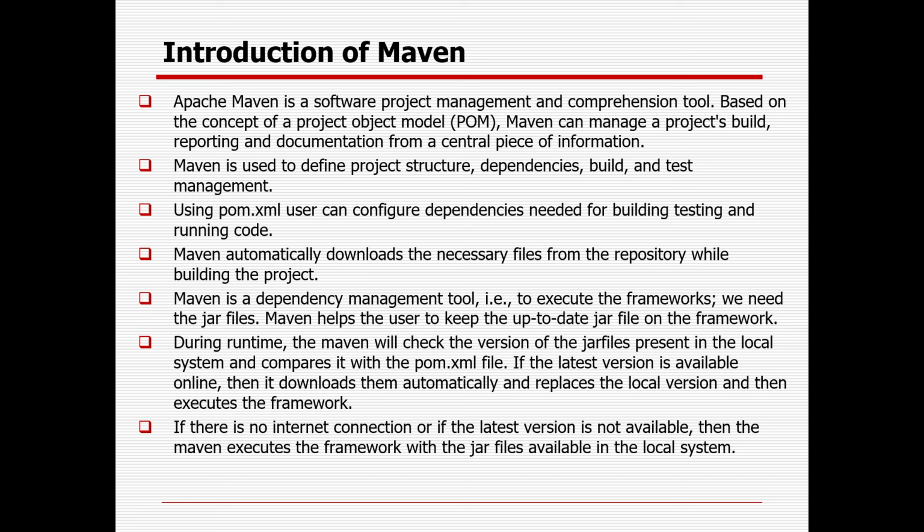To execute the framework, we require the jar files. So Maven helps the user keep up-to-date jar files in their framework. During runtime, Maven will first check the version of the jar file present in the local system and compare it with the pom.xml file. If a later version is available online, it downloads it automatically, replaces the local version and then executes the framework. Suppose today you are dealing with Selenium 4.